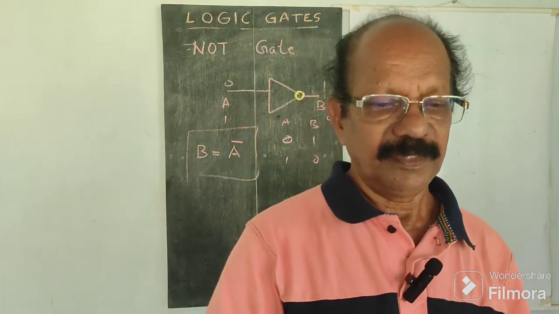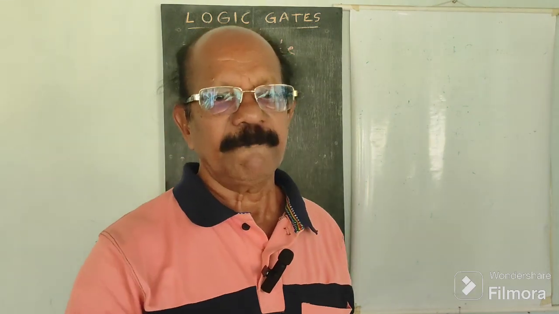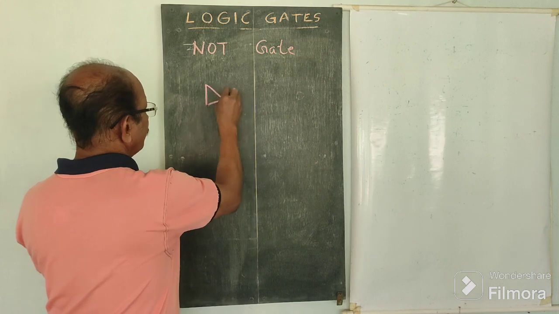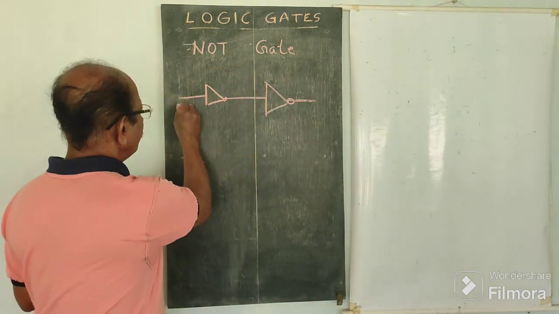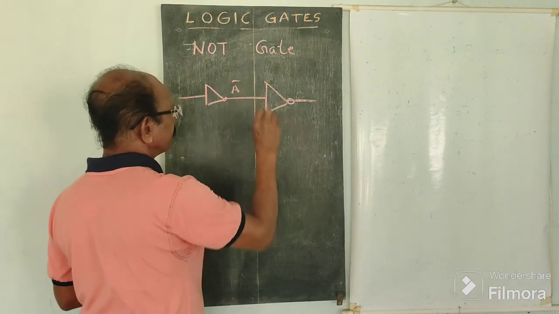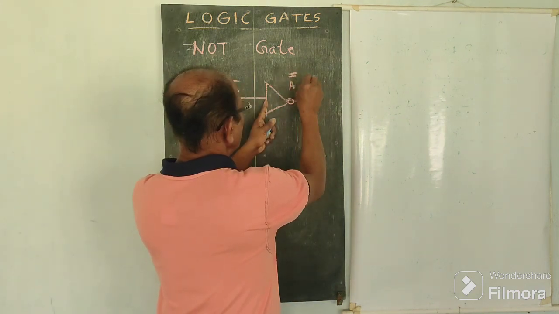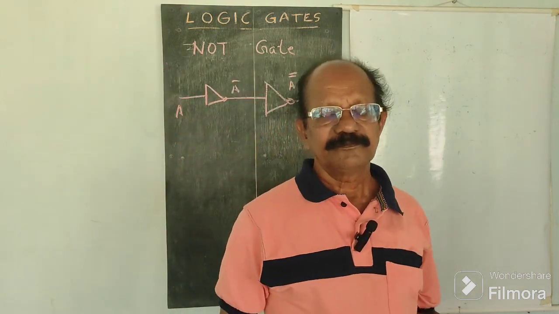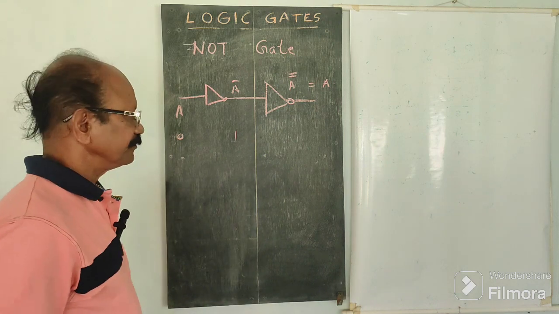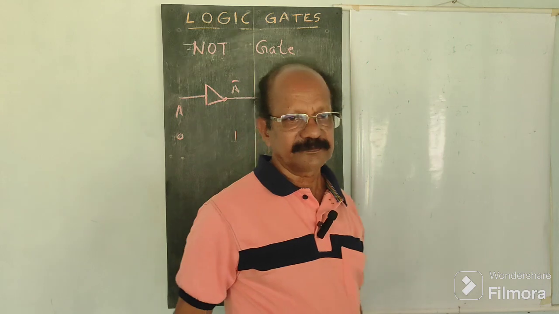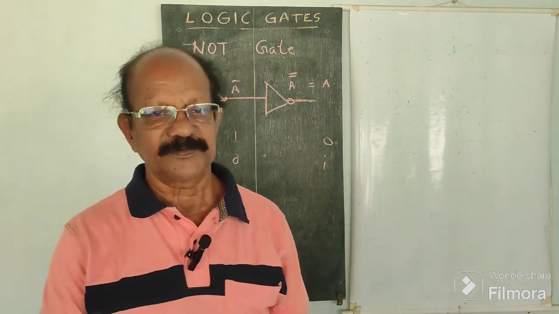Next is the NOT operation. What is the NOT operation? We can see the NOT operation with two NOT gates. Here, A is given. The output must be A bar. This is the input of the second NOT, and the output is A double bar, which is equal to A. Then if we are giving 0 here, it is 1 after the first gate, and output will be 0. If we are giving 1, here it is 0, then output will be 1. Okay.